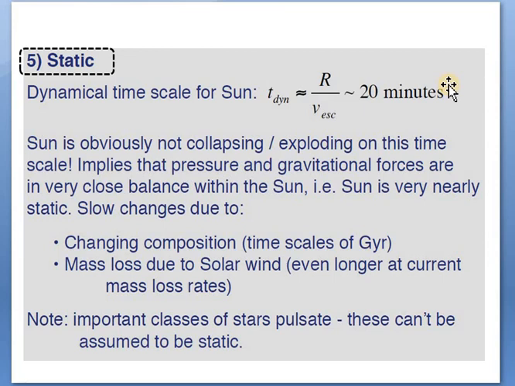However, we do know that the sun is not collapsing or exploding on this time scale. Why? Come on, look at us ourselves. We have been living for more than 20 years or more than 30 years, and this dynamical time scale is of the order of 20 minutes. Had something like that happened, the first indication would have been a change in the luminosity of the sun. We would have been affected a lot by that.